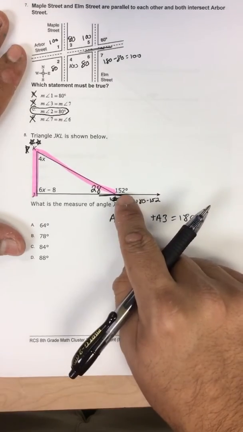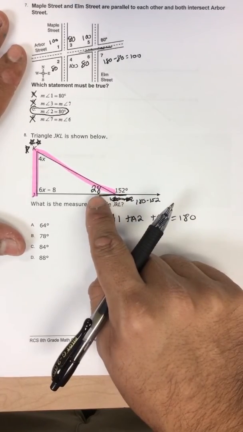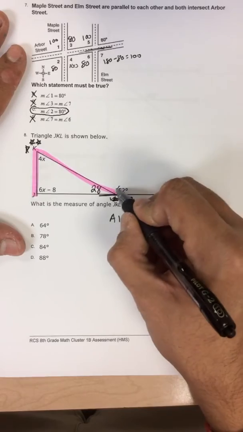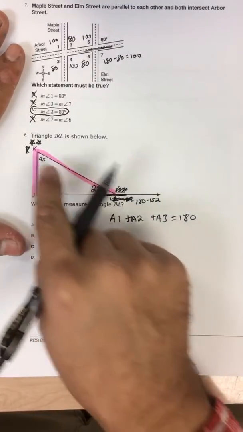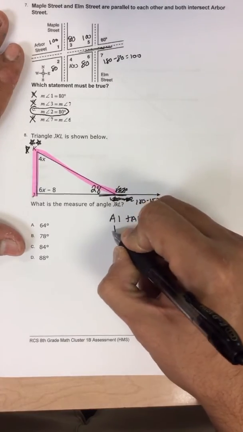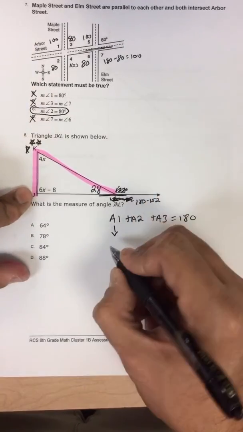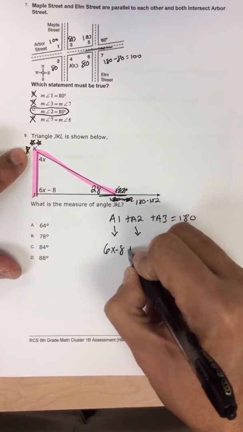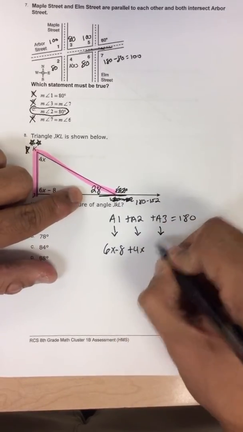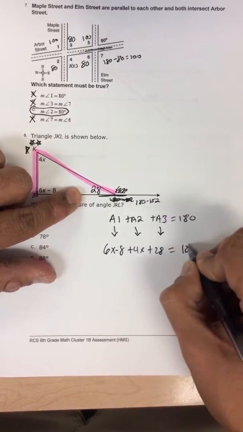Now that 152 served its purpose by allowing me to figure out what the inside angle is, I'm going to pretend 152 doesn't exist. I don't need it anymore. Now I have my 3 angles that are inside of the triangle. I can set up my equation. So I'm going to start with angle 1, 6x minus 8. Second angle is plus 4x. And my third angle is 28 equals 180.